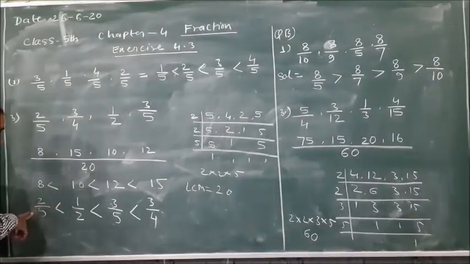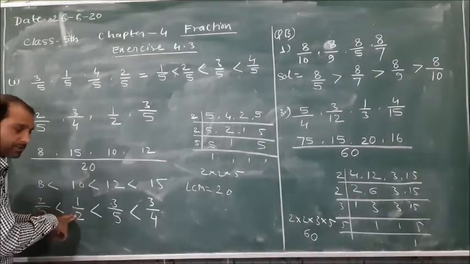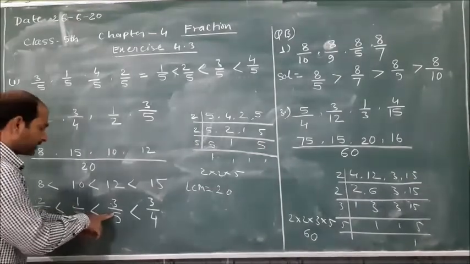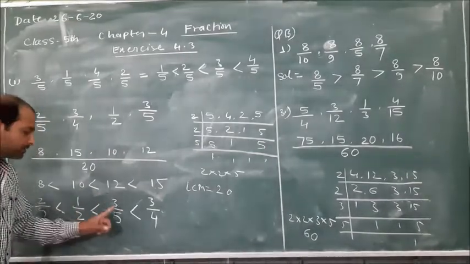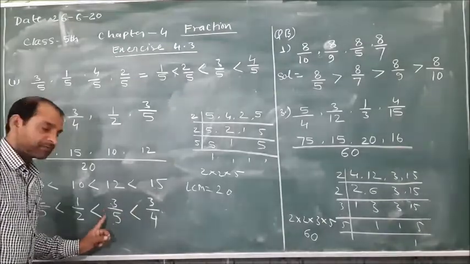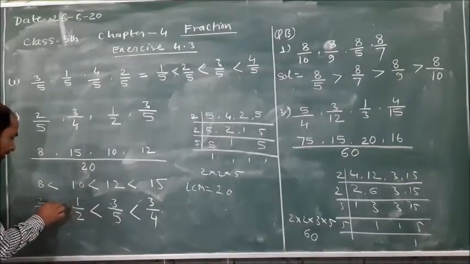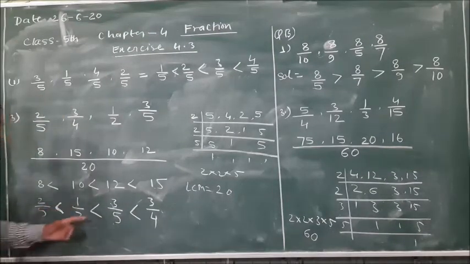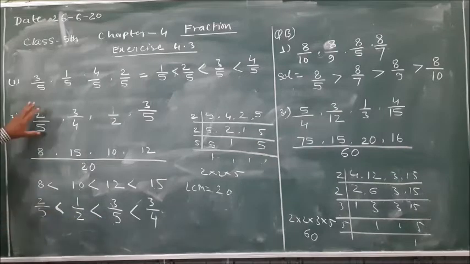First fraction is smallest. After this, this fraction is greater than this fraction. This fraction is greater than this fraction. This fraction is greater than this fraction. So we put the sign here also, this type. Okay, this is the answer of these questions.